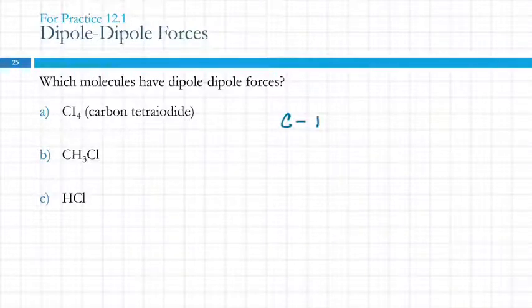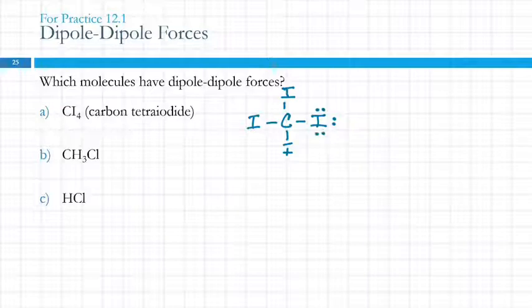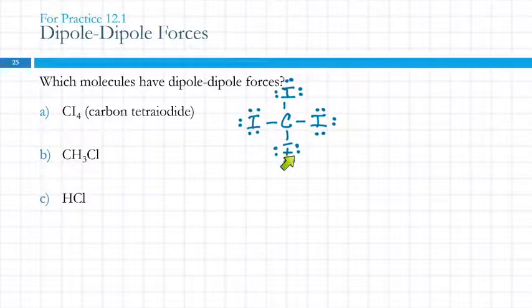So for this first one, 4 iodines around the carbon, and then you'll get lone pairs out here. I'm just going to do these real fast because the point here is not to review Lewis structures. So looking at this Lewis structure, is this molecule polar or nonpolar?